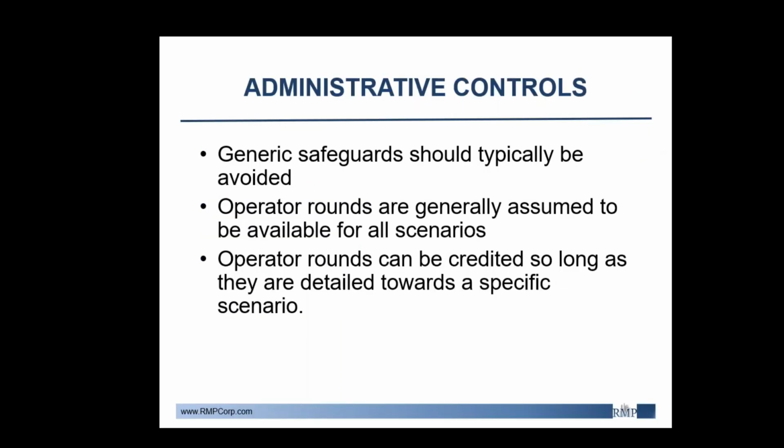Moving on to administrative controls. These are generic safeguards which should typically be avoided. However, operator rounds are generally assumed to be available for all scenarios. Operator rounds can be credited so long as they are detailed towards a specific scenario. For example, tube inspections are conducted every turnaround to check for any potential tube leaks.